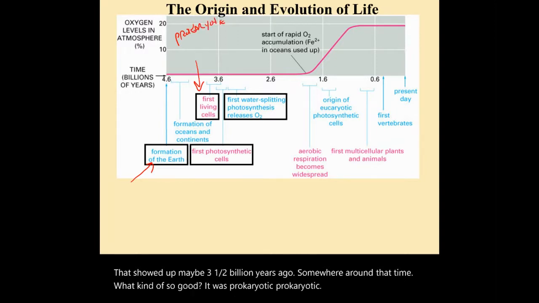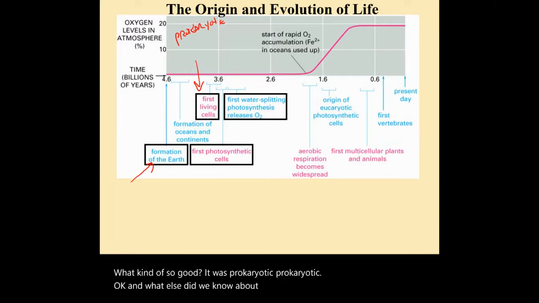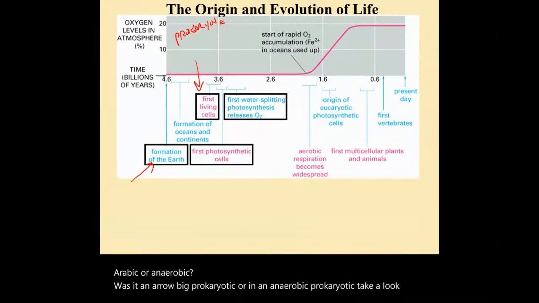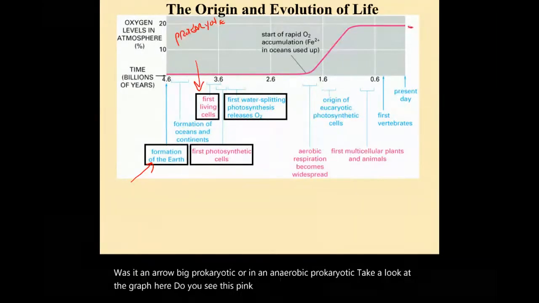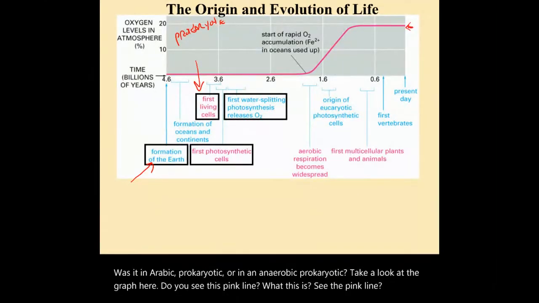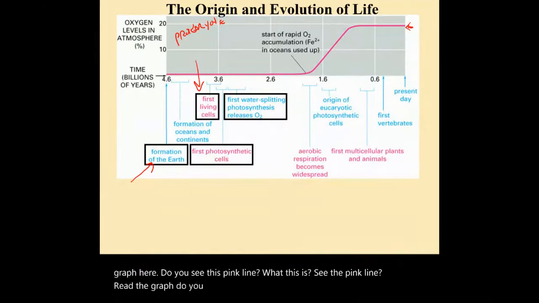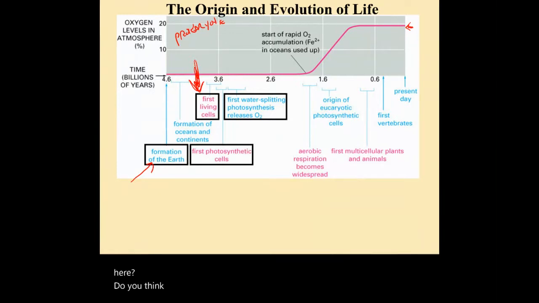Okay. And what else did we know about it besides being prokaryotic? Was it aerobic or anaerobic? Was it an aerobic prokaryote or an anaerobic prokaryote? Take a look at the graph here. Do you see this pink line, what this is? See the pink line? Read the graph. You think that the very first cell, way back here, do you think it was aerobic or do you think it was anaerobic?